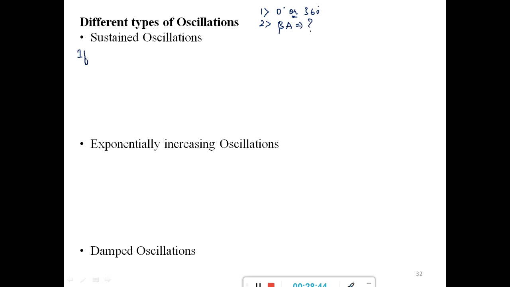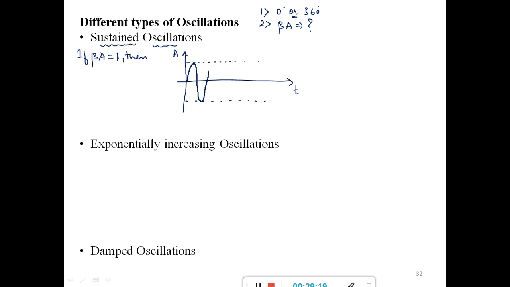Now if beta into A is exactly equal to 1, then we will be getting sustained oscillations. Sustained oscillations means, let me just represent it with respect to the time axis and the amplitude axis. By the way, sustained oscillations have constant amplitude and constant frequency. So a perfect sine wave represents sustained oscillations, the same frequency. The period will be the same.